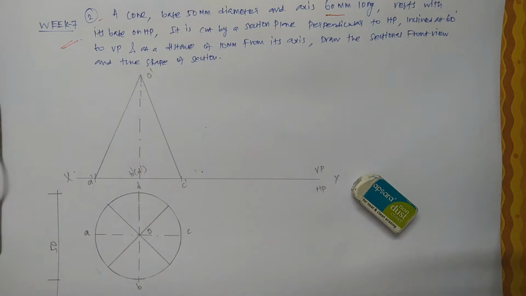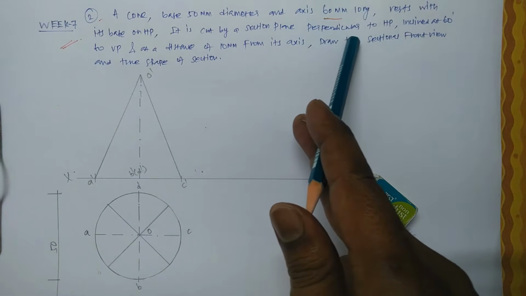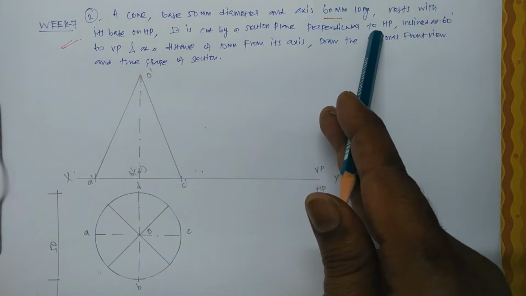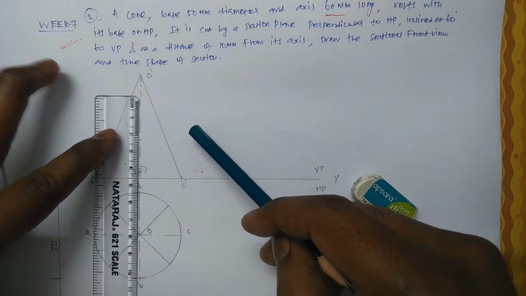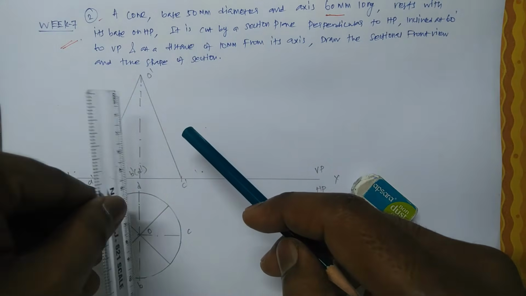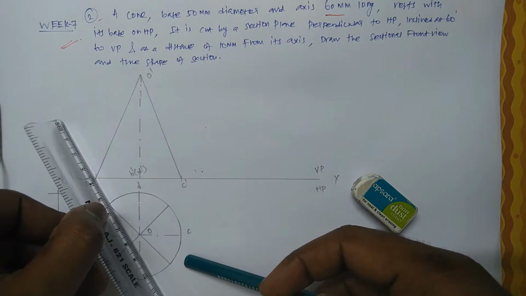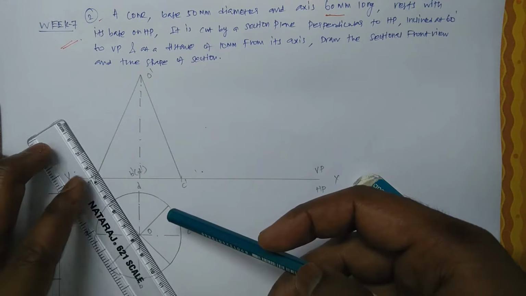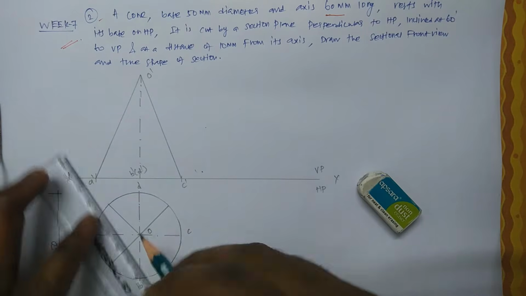Now let us make the section plane perpendicular to HP. It's very important. Previously it was perpendicular to VP, now it is perpendicular to HP, but it is inclined 60 degrees to VP. So how to mark? And also it is 10 mm.